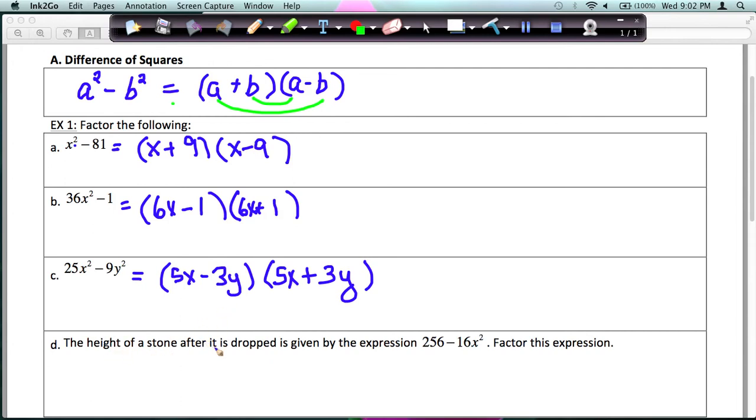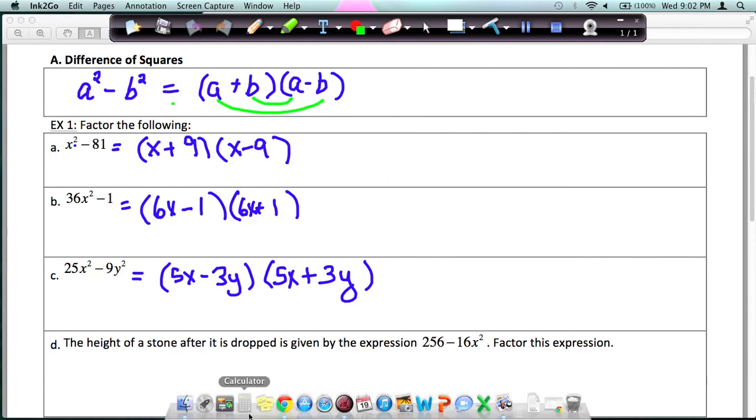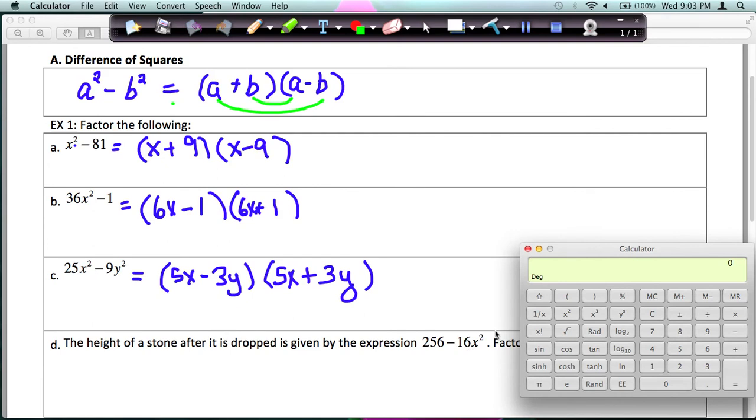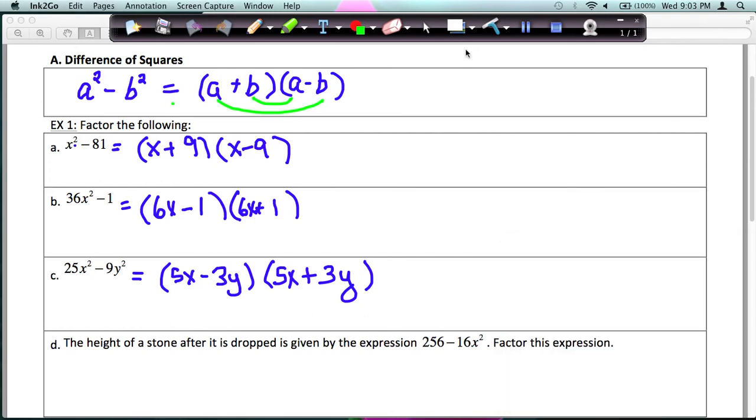Okay, for D, the height of a stone after it is dropped is given by this expression, factor this expression. So the first thing you want to do is take out the GCF, and I would always check, so you have 16 as your smallest number. I would always check that number first, and so divide 256 by 16 and you get 16. So you know that's the GCF.